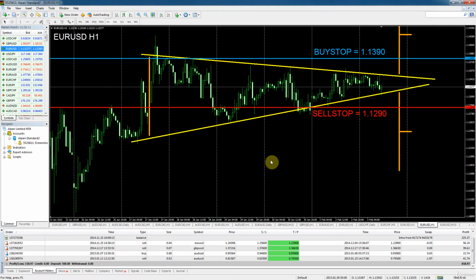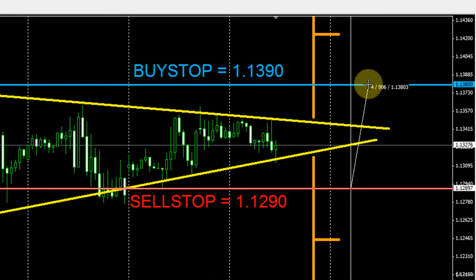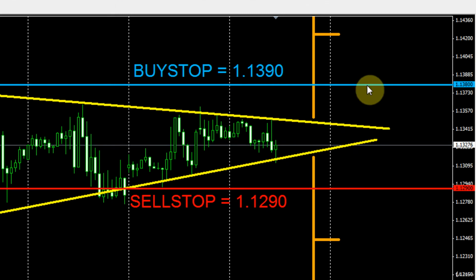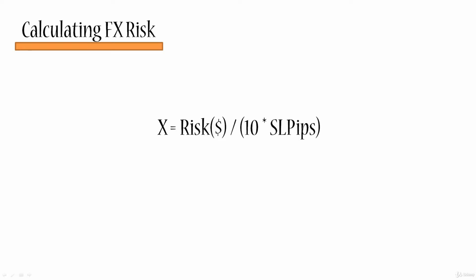So that's all taken into consideration. The last thing we have to take into account is our risks. To do that, we'll have to find out how many pips there are in the stop loss, and there's about 90 pips in the stop loss. So I'm just going to bring up the slides that allow us to calculate lots. I've got the formula up in front of us here.